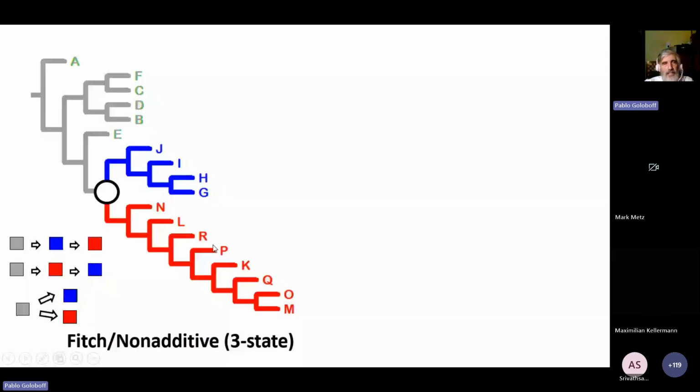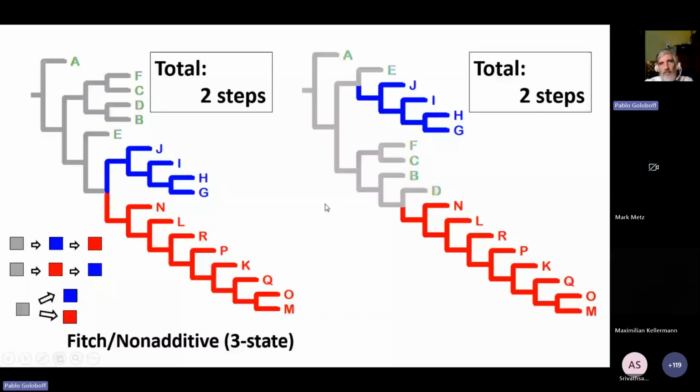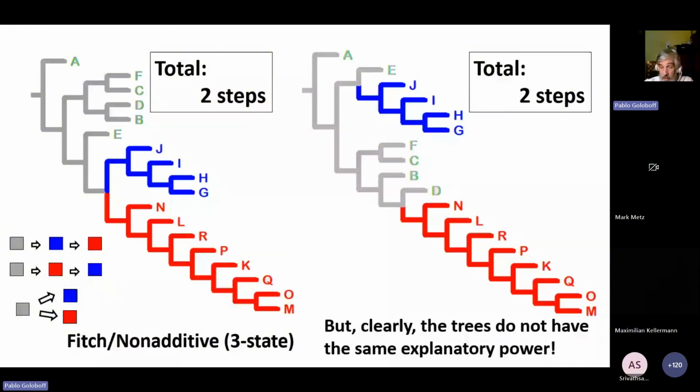So if you take the blue taxa and the red taxa and you put them into separate parts of the tree, now you force this interpretation. You have 2 separate originations of tails, one of which is blue, one of which is red, and you have exactly the same number of steps. So these 2 trees with non-additive coding would be considered as equivalent, but clearly the trees are not equivalent. They do not have the same explanatory power. One tree allows us to understand the presence of tail as resulting from common ancestry, the other doesn't.